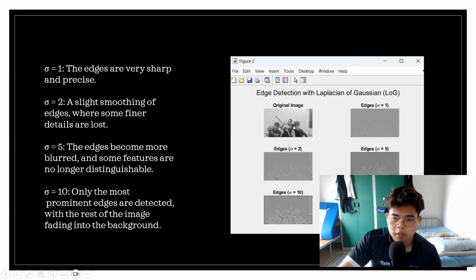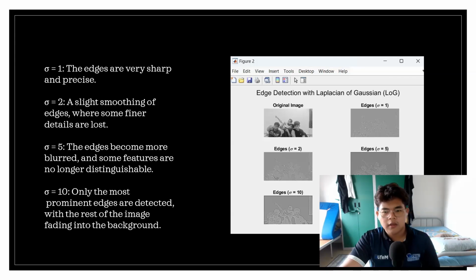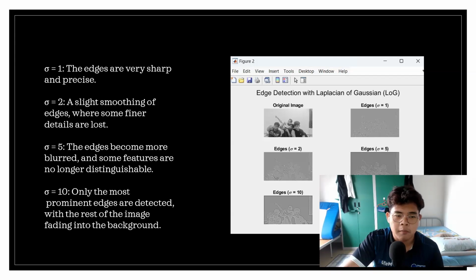So this is the original image. For the first standard deviation, the edges are very sharp and very precise. For the second one, there is a slight smoothing of edges where some finer details are lost. For the fifth standard deviation, the edges become more blurry and some features are no longer distinguishable. But for the 10th standard deviation, only the most prominent edges are detected, with the rest of the image fading into the background.